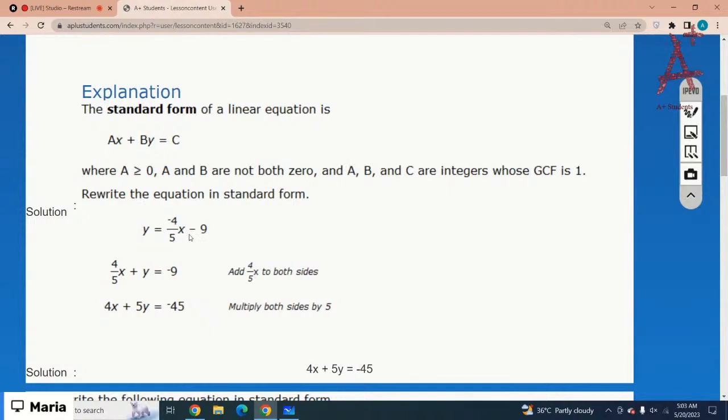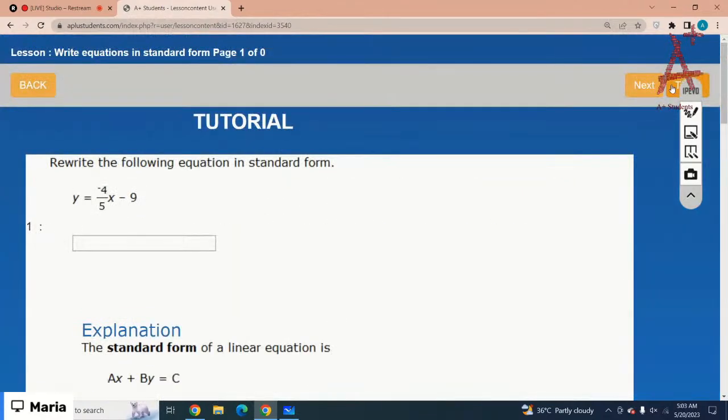Just multiply the whole equation by 5, so it will be 5y equals negative 4x plus 45. Then move x and y to the same side, so it would be 4x plus 5y equals negative 45. Let's start with the test questions.